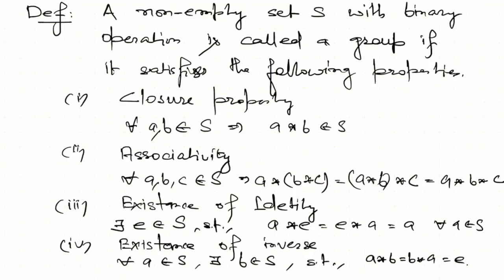Third property is that the group must have an identity element. We know that identity is unique, so there will be only one element which works as an identity, but it should have one identity. Fourth, existence of inverse. For all elements a of S, there should be a b such that b is the inverse of a. And since the group operation is associative, we know that inverse is also unique.